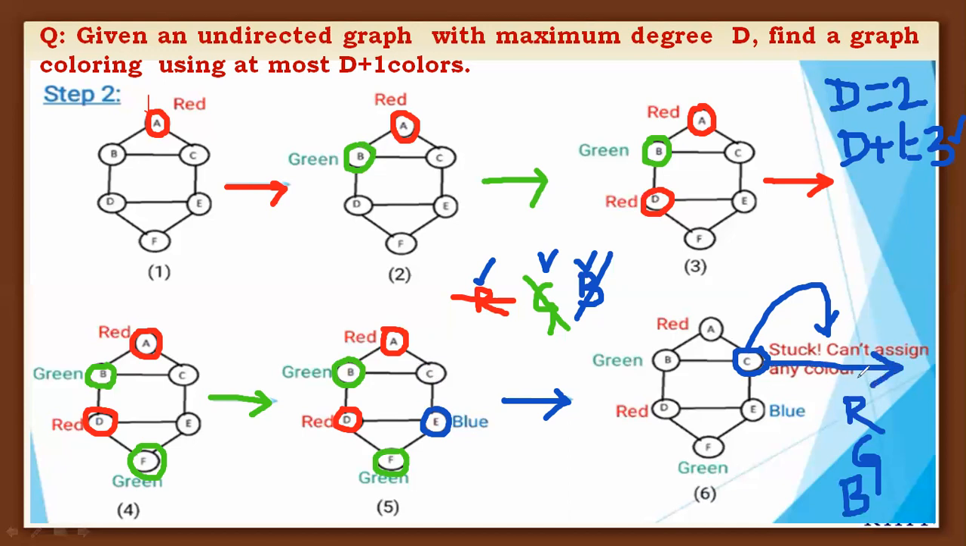Apply backtracking to vertex C. Once I apply backtracking to vertex C, what will happen? We will see. Okay. Now apply backtracking to C. What will happen? We will discuss now.